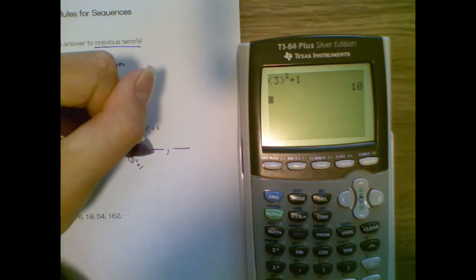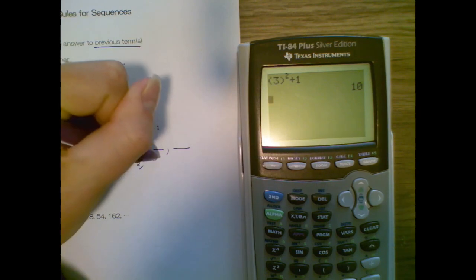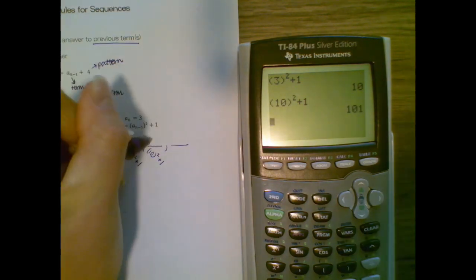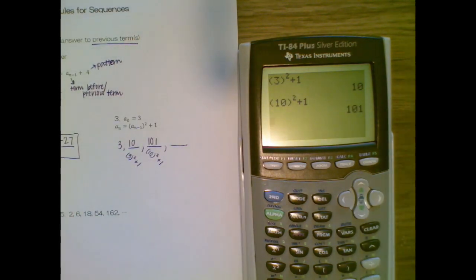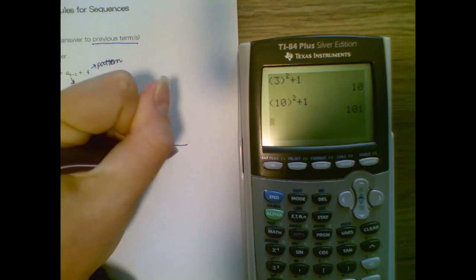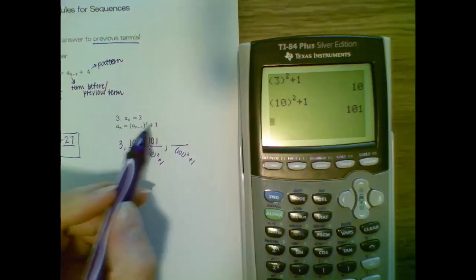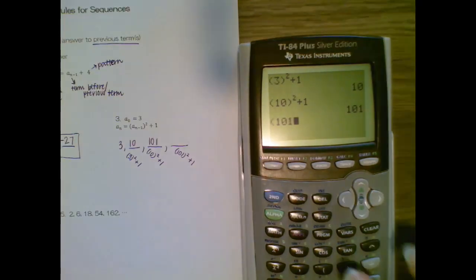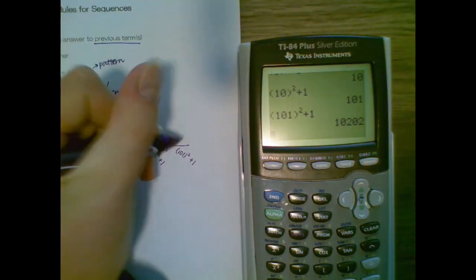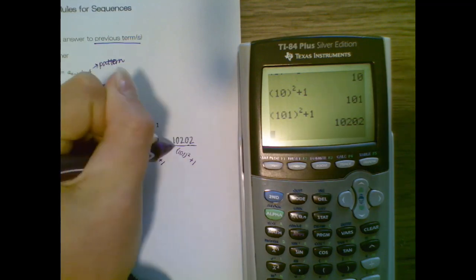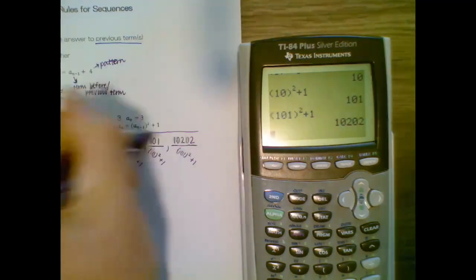So now to get the third term, I'm going to do 10, because that's the previous term, square it, and add 1. So 10 squared plus 1, 101. And then now I'm going to take the previous term, which was 101, square it, and add 1. I'm just plugging it into the little formula. 10,202. And that's it.